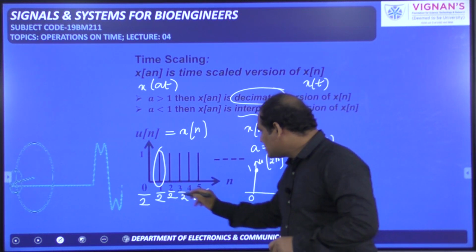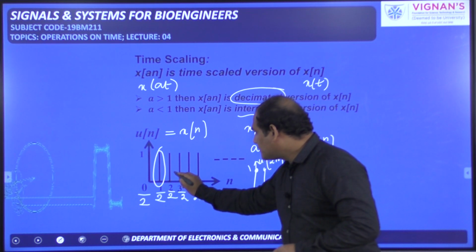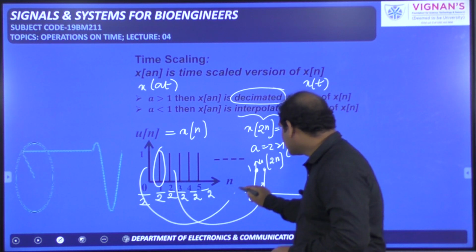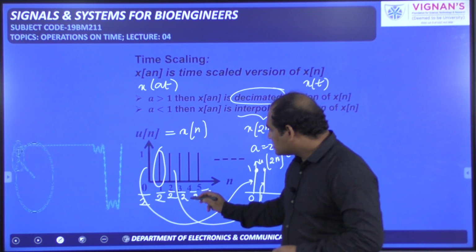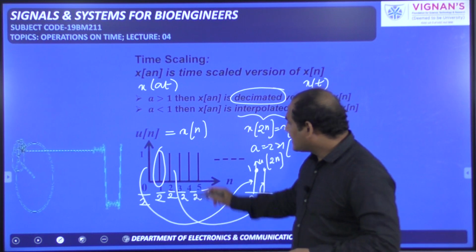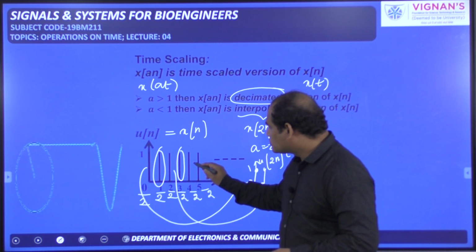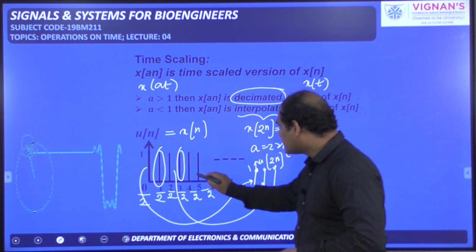Next, 2 by 2 is 1, this sample came here, but this sample has been missed. Okay, next 3 by 2 is 1.5, again this will be missed because that is a non-integer value. 4 by 2 is 2, so this will be available at n is equal to 2 in x of 2n.